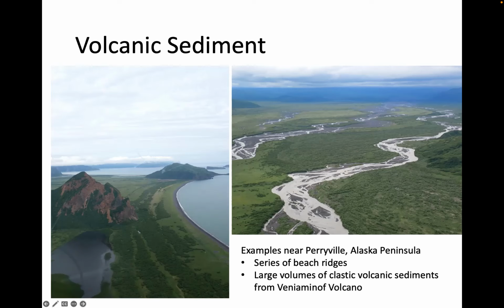Okay, this is actually the last slide, so I will make it through here. A little bit on volcanic sediment. This is a couple of photos taken near the town of Perryville on the Alaska Peninsula. On the one on the left, you can see there are some linear zones where the vegetation is darker. Those are actually beach ridges. There's a whole series of beach ridges that are not just in this one spot, but along this whole section.